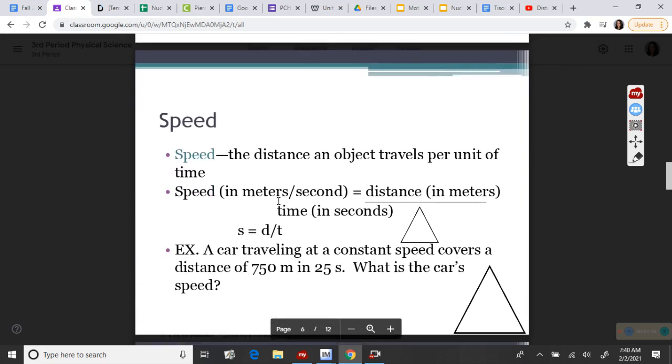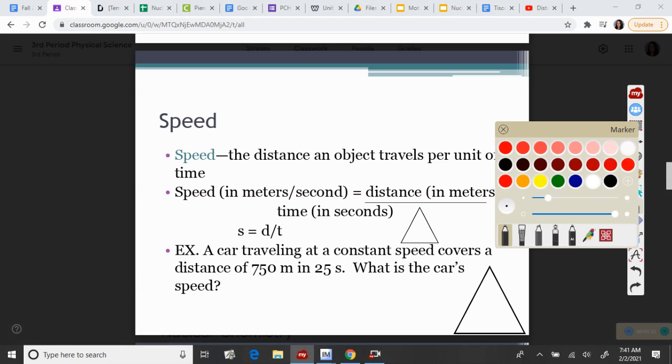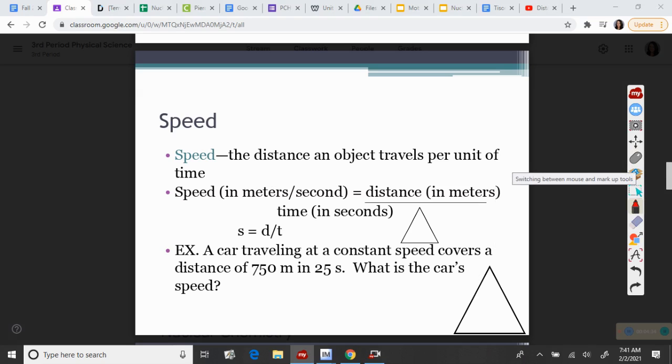Okay, so speed is the distance an object travels per unit time. So the way I want you to look at speed is we are going to use a triangle. Okay, and triangles make this very, very easy for us to calculate. So if we look at our triangle, we are going to use speed equals distance divided by time. We're going to draw a line through the middle and a line at the bottom. If we have a number above the line and below the line, we divide. If we have a number on either side of the line, we multiply.